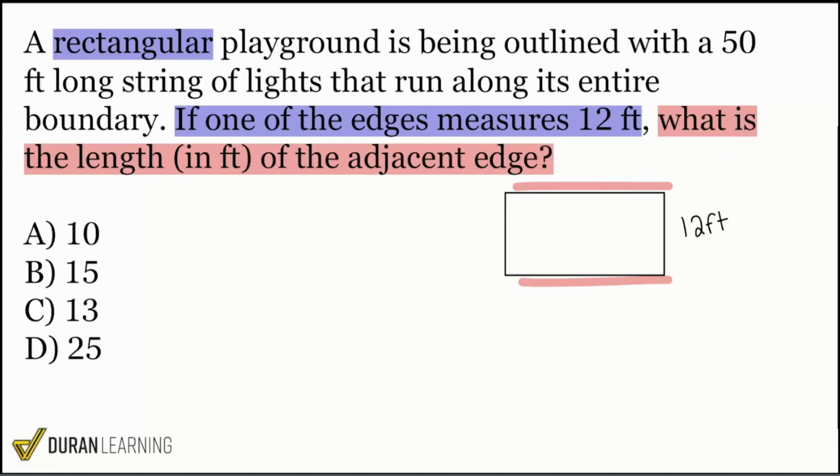So if this is one edge, the adjacent edge would be either this one or this one. Does that make sense, everybody? Just to explain the word adjacent to us. Adjacent means, again, connecting, next to, in succession, basically right next to. Cool. Sounds good. There we go.